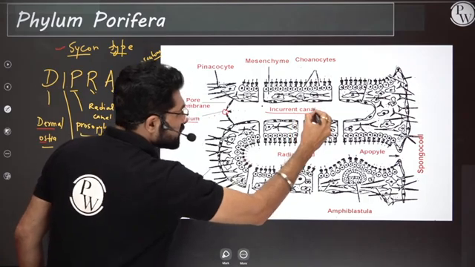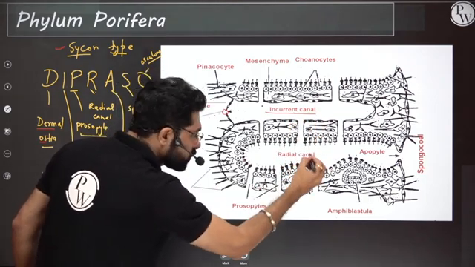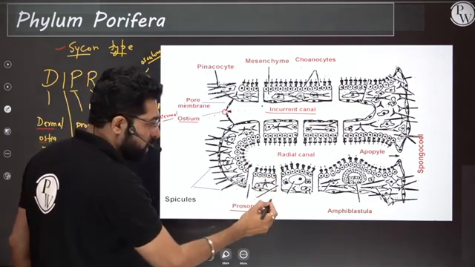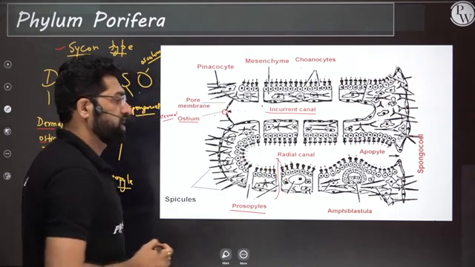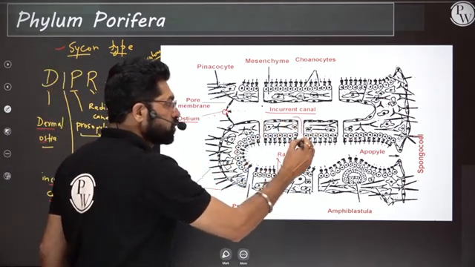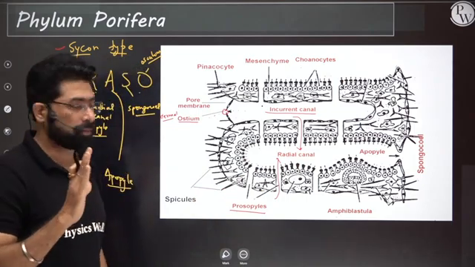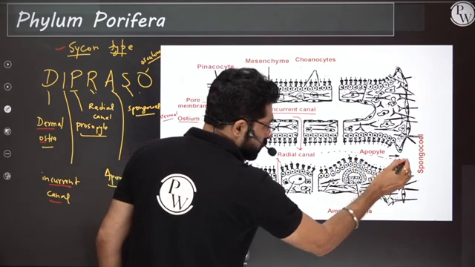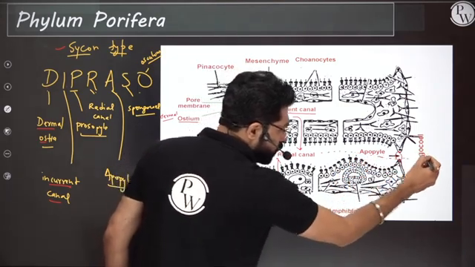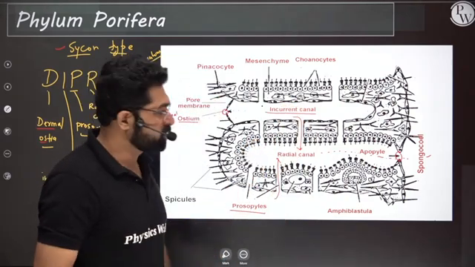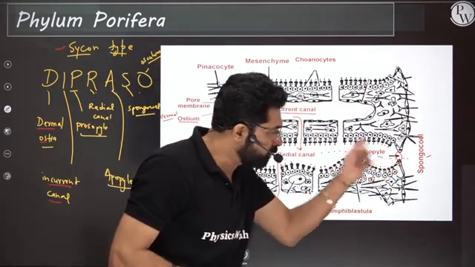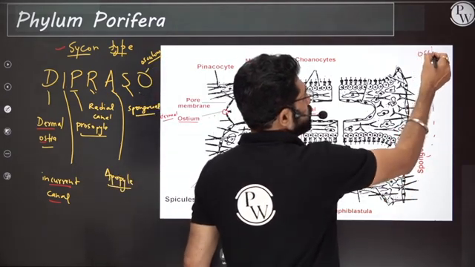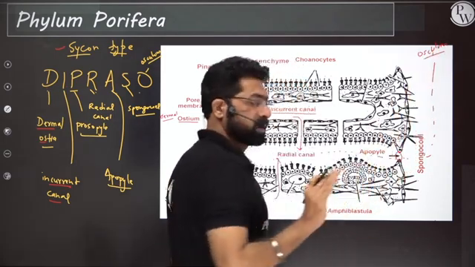From the incurrent canal it is coming into what? Radial canal. It is coming into radial canal, through what structure? Through prosopyle. So prosopyle is leading into what? Prosopyle is leading into radial canal. Is it clear now? After radial canal, this water is moving out through the apopyle into spongocoel. It is moving into what? Spongocoel through the apopyle, and from the spongocoel it is going out to the osculum. Okay, is it clear to you?